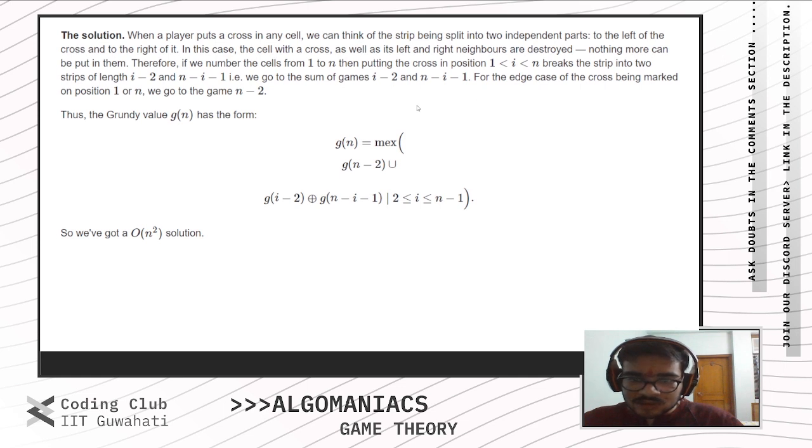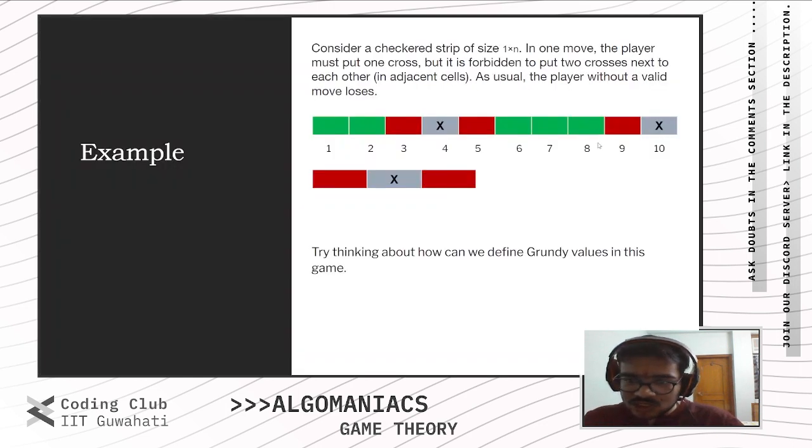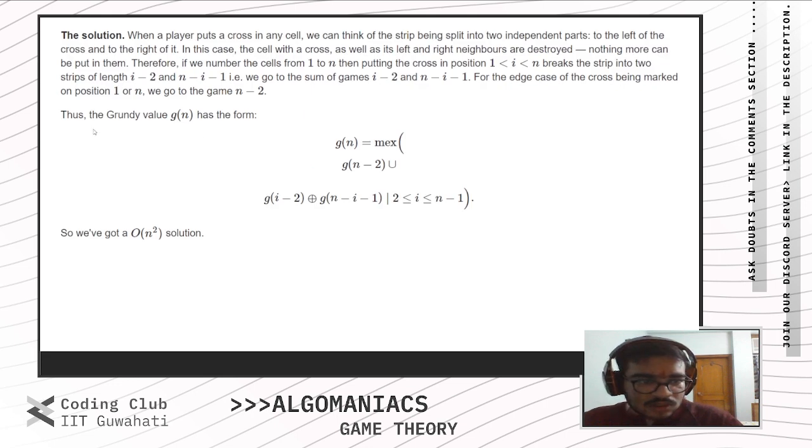And now we have reduced the problem, we have to just club these cases. We have to consider this one case where if we place a cross at the end, we just get one strip of size n minus 2. So Grundy value Gn has the form that will be max of... Now we have to consider all the cases which are possible. It should be a union and we have to take the mex of that.